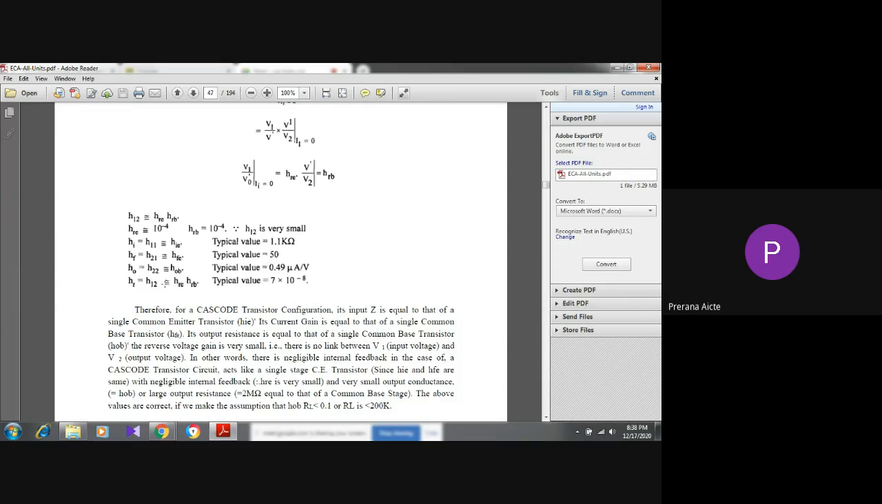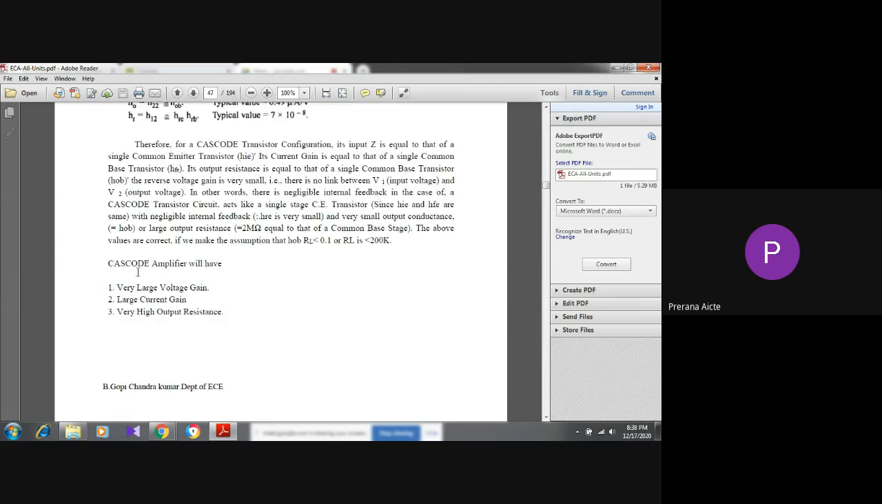So what is the hre value? Very, very less, in the order of microvolts. So there is a very small output conductance and a large output resistance, 2 megaohms, equal to that of the common base stage. The above values are correct if we make the assumption that hob is less than 20 kilohms. And these are the characteristics of the cascode amplifier: very large voltage gain, large current gain, and high output resistance as well. These are the features of the cascode amplifier.